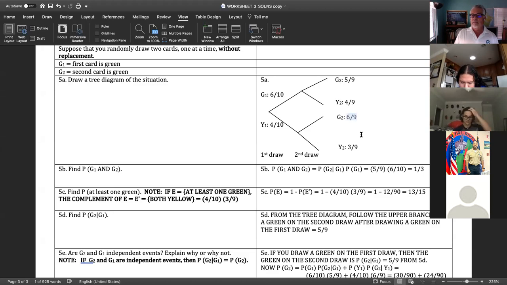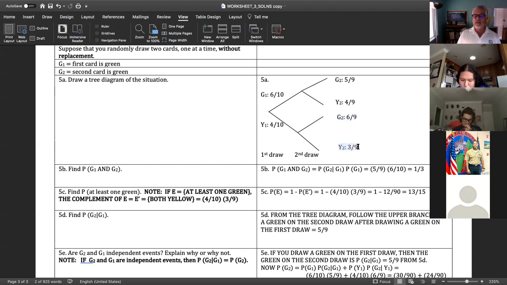Do you see that? Yes, I do. Okay. All right. And so all I've done for a tree diagram is I've taken the initial situation, and if you choose green on the first draw, then you're going off in this direction. You either choose green on the second or yellow on the second. If you choose a yellow card on the first draw, then on the second draw, you either get green or yellow.